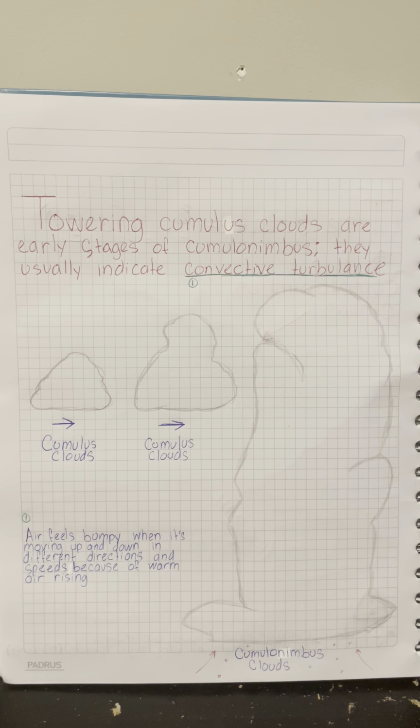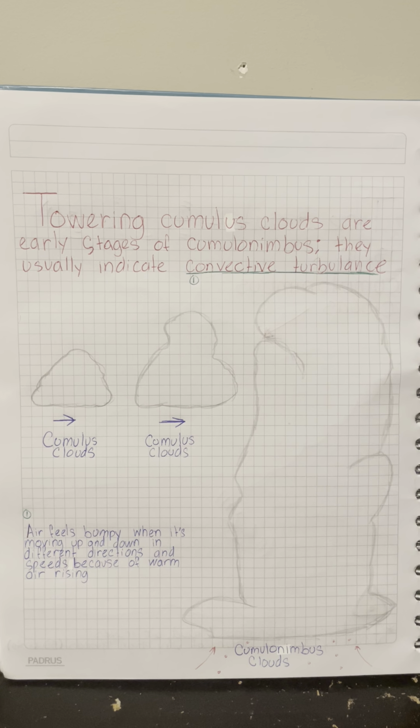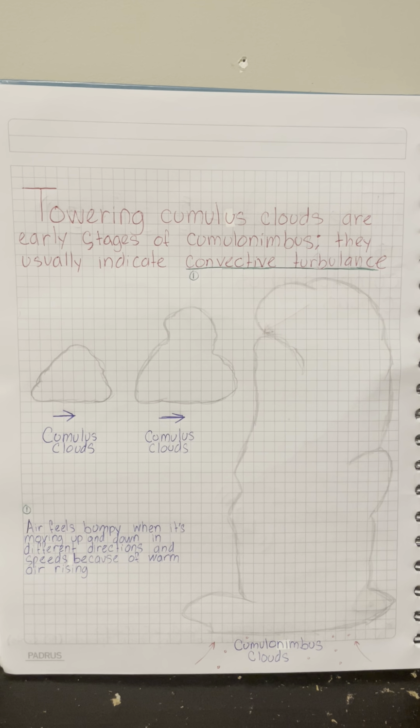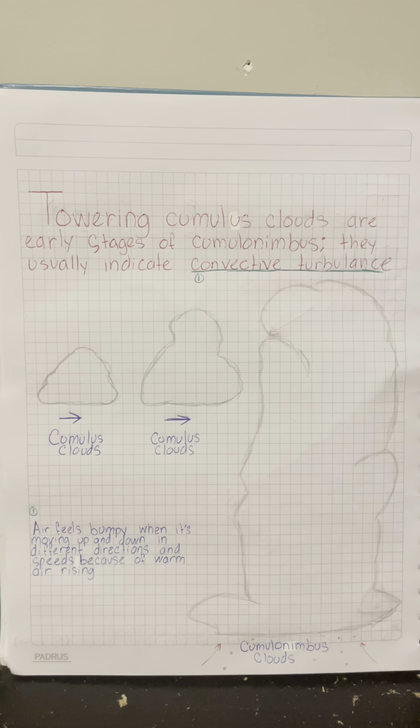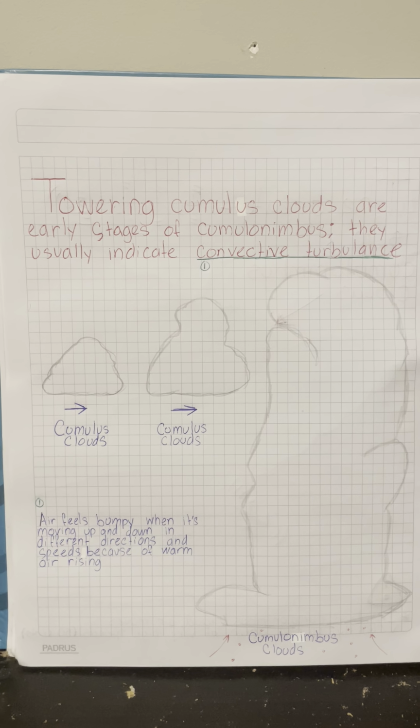This is part 3 of our main topic, clouds. Towering cumulus clouds are early stages of cumulonimbus. They usually indicate convective turbulence. So the best way to understand this is with these illustrations here.